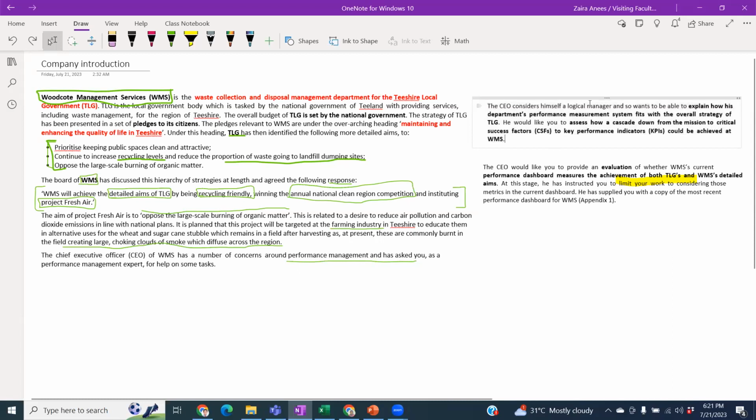The CEO considers himself a logical manager, so he wants to be able to explain how his department is actually, referring to who? Department is actually WMS, sorry. Department is actually WMS, right? So he wants to be able to explain how his department performance system fits with the overall strategy of TLG, right? Now for this, we have to look at what is the strategy of TLG.